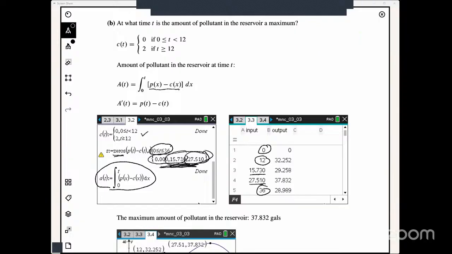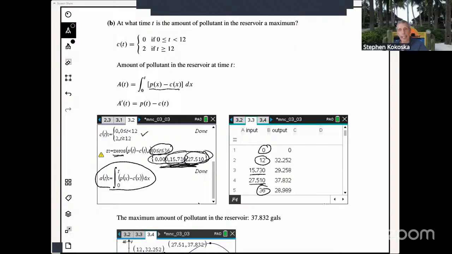So here's my table of values over there on the right-hand calculator screen. There are all the values of t at which I have to evaluate the function A, and I have to figure out what it's asking for. When is the amount of pollutant a maximum? It turns out the maximum is 37.832. It occurs at about 27.5 hours. So the maximum amount of pollutant in the reservoir is 37.832 gallons.